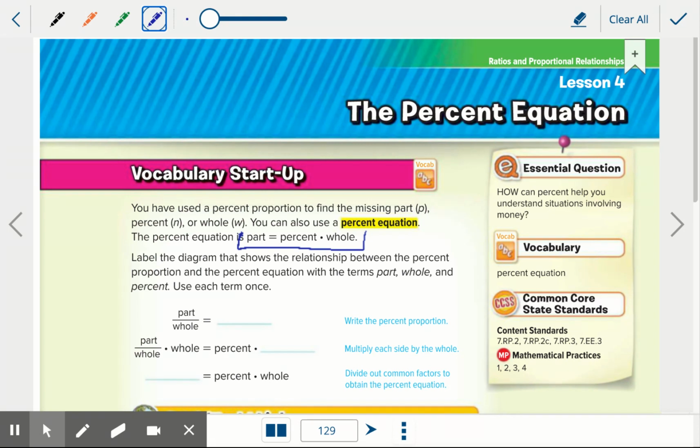The only difference with the percent equation that we have to be very careful about is that the percent is never written in the equation as a percent. You have to write the percent as a decimal. And that is one of the most important things that you have to learn about percent equation, because if we don't change it to a decimal, we don't get the right answer.